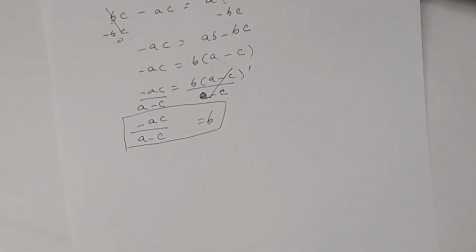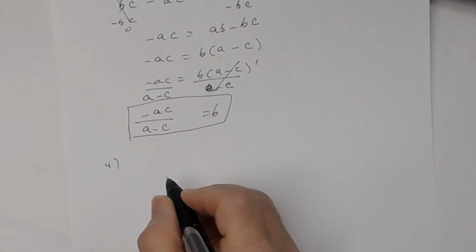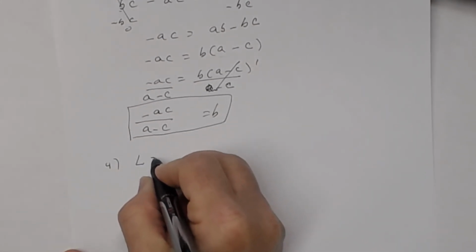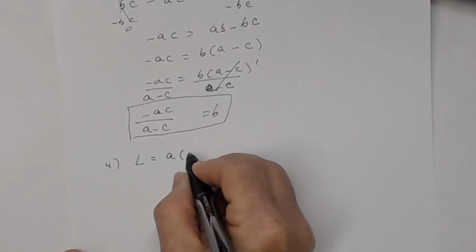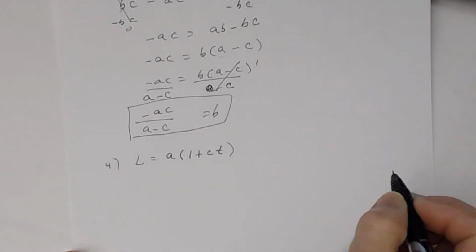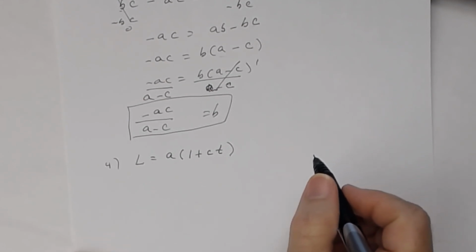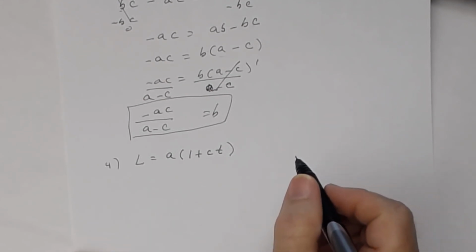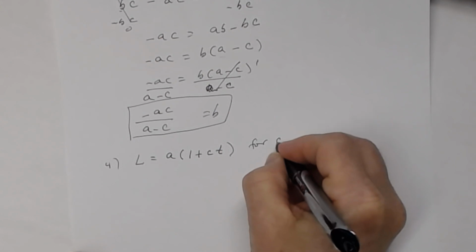All right, let's look at number 4. I'm going to put number 4 right here. So number 4, we have capital L equals A times 1 plus CT. All right, so capital L equals A times 1 plus CT, and you want to solve for C.